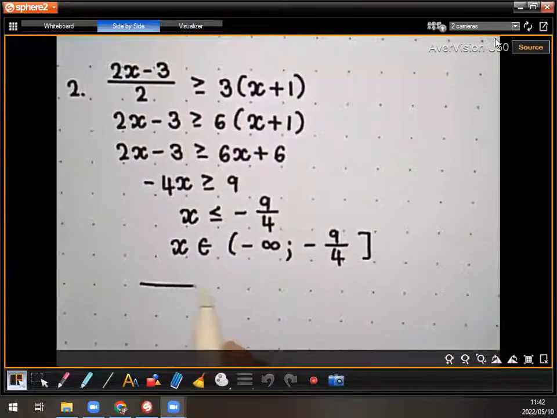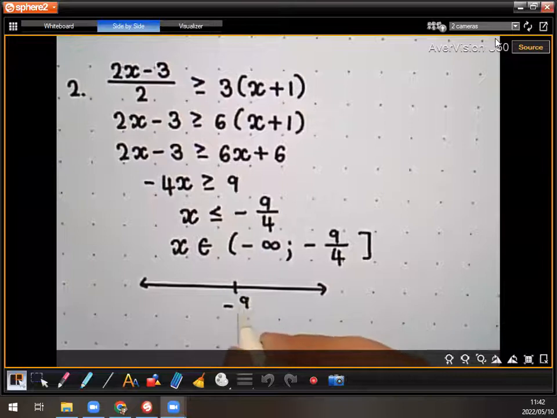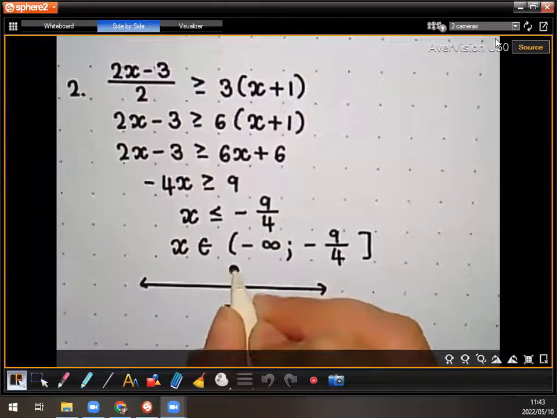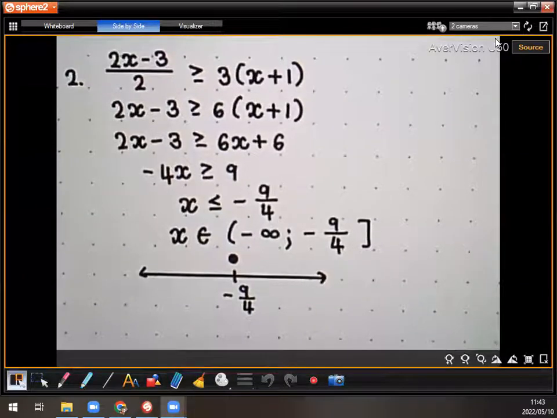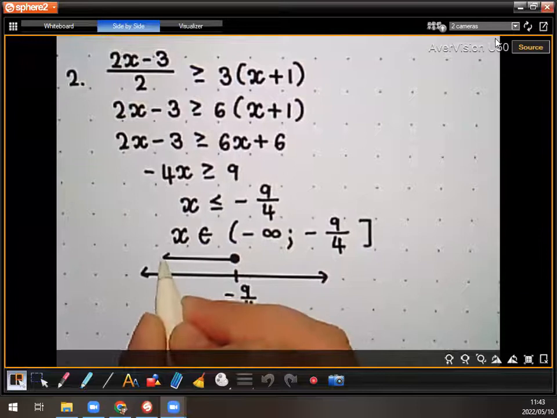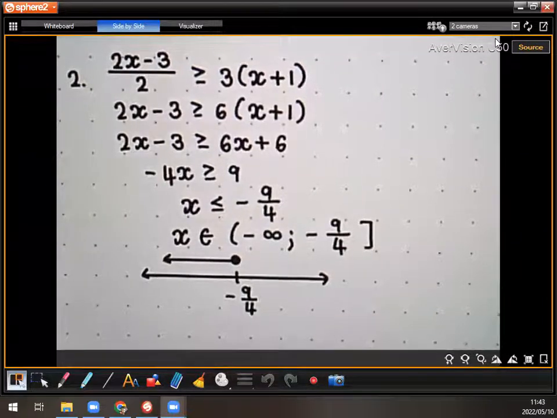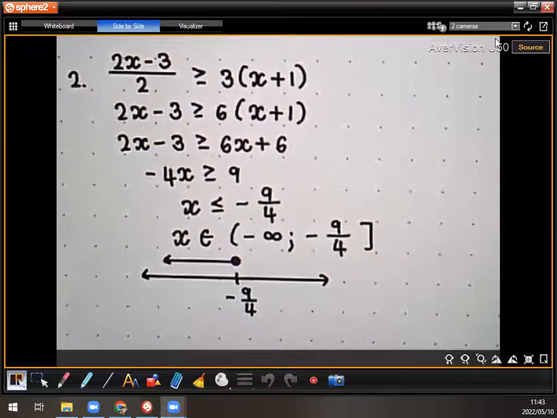For your number line, you're going to draw your line and mark -9/4. Since it can be equal to it, you're going to use a colored-in dot. It's included, yeah. And then you draw your little arrow to the left. Can we have square brackets on both sides? How would that work? It doesn't happen in the next example. I'll show you.